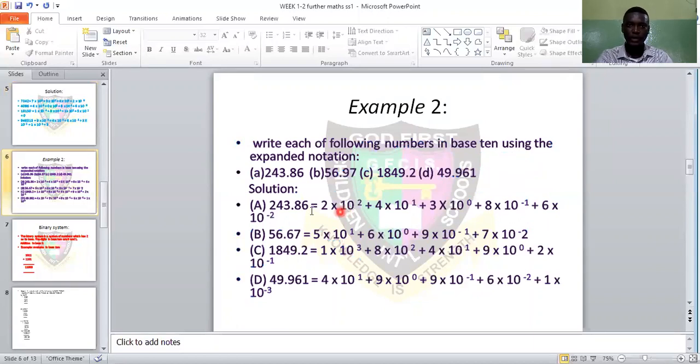Now, example 2. Write each of the following numbers in base 10 using the expanded notation. The only difference between example 1 and example 2 is that in example 1 there was no decimal place, like 0.86, which was not present in example 1. But in example 2, what do we do? In this particular part, you do what I've taught you before, just 0, 1, 2. Then for this part, it should give us -1, -2, and so on and so forth.